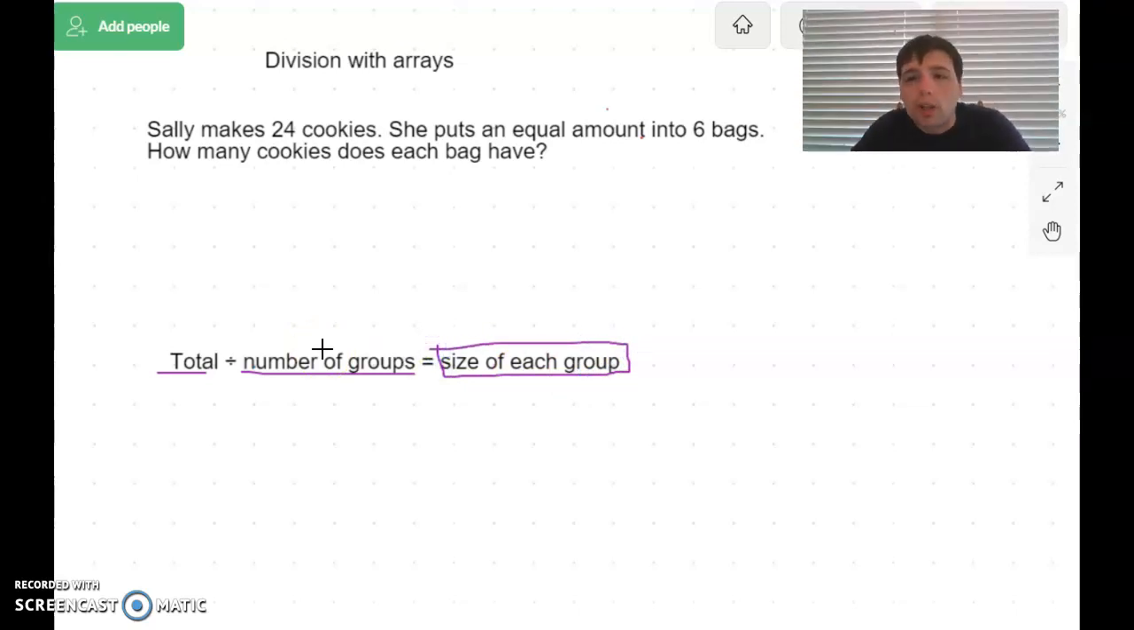Now, an array won't really work for this type of problem. So you have to think about, what do I know? Do I know how many groups I have? Or do I know the size of the group? Because an array really won't work for this type of problem. So let's look at it.